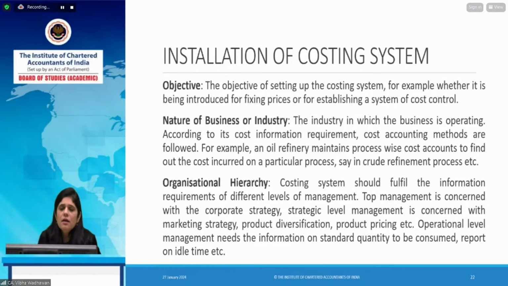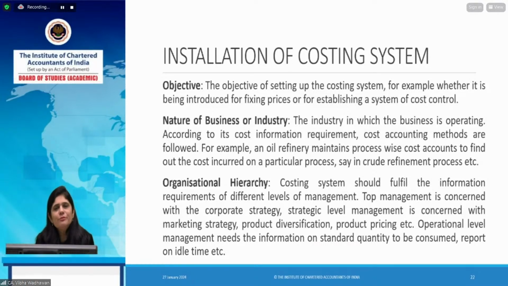All right. Installation of costing system. So the costing system, what all costing system you have to implement, all right? You want to implement a basic costing system, you have to implement an advanced costing system. It all depends upon the requirement of your organization. How much is the scale of operations? What is the objective of the organization? What is the management requirement? Accordingly, you should establish a costing system in your organization, all right?